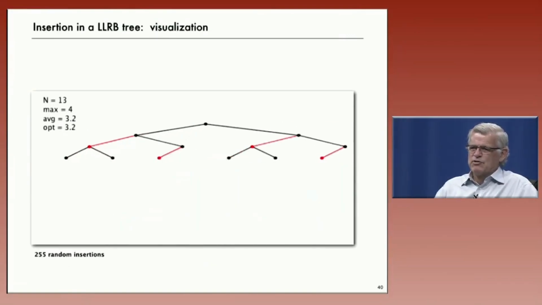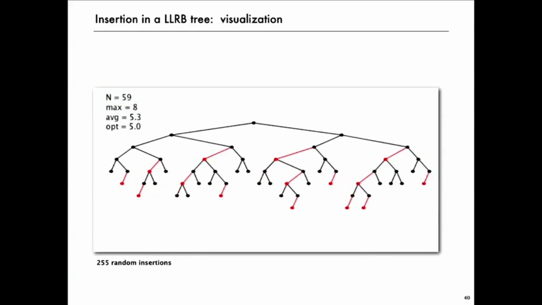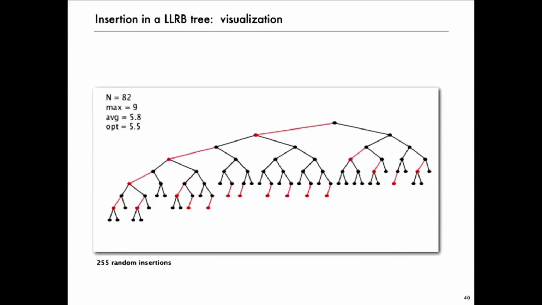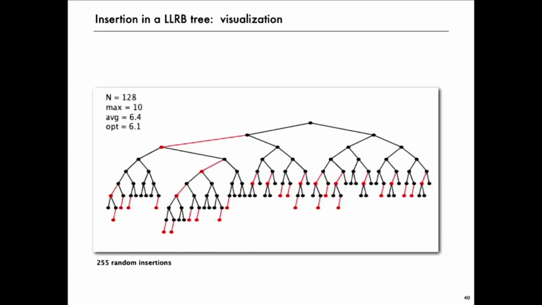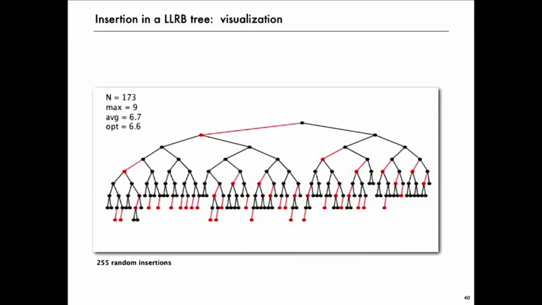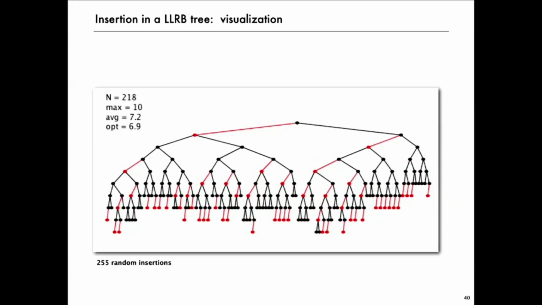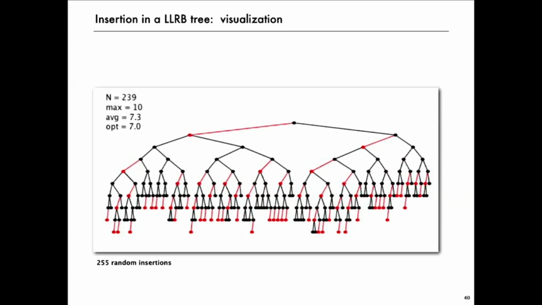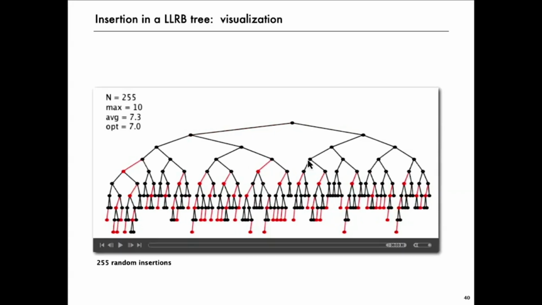This is just for random insertions. The tree stays very balanced. It's guaranteed that the longest path, which is alternating red and black, can be no more than twice as long as the shortest path, which is all blacks. And so in this case, the longest path is 10, and the average path is 7 for 255 nodes, very close to log base 2 of n.